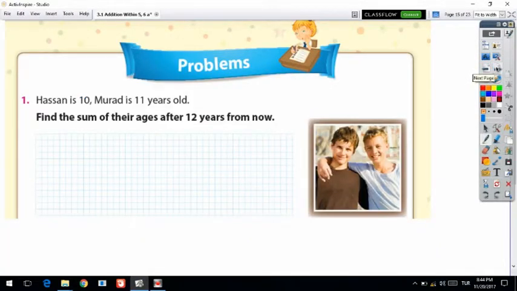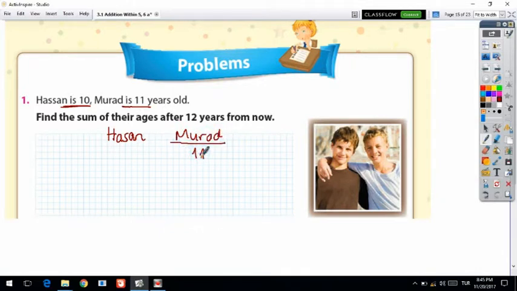Now let's look at the next one. There is a word problem. Hassan is 10. Murad is 11 years old. Find the sum of their ages after 12 years from now. We solved this kind of question before when I explained the lesson first. Okay, now what was the rule? First, write the names. Hassan and we have Murad.